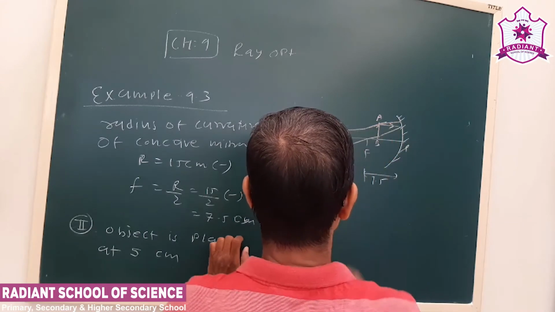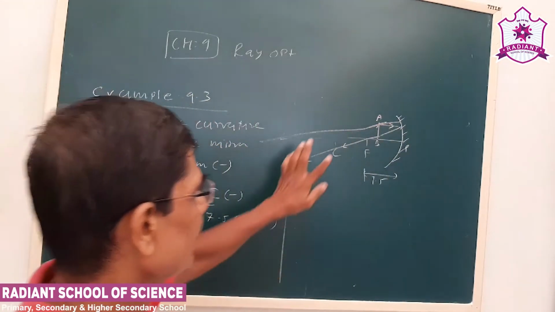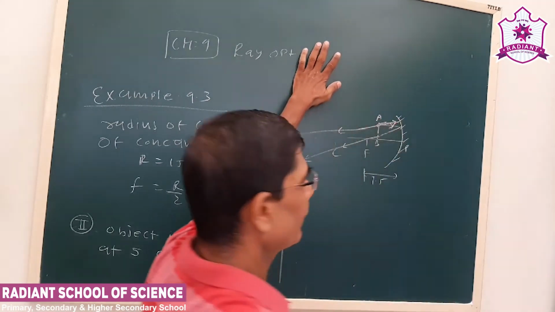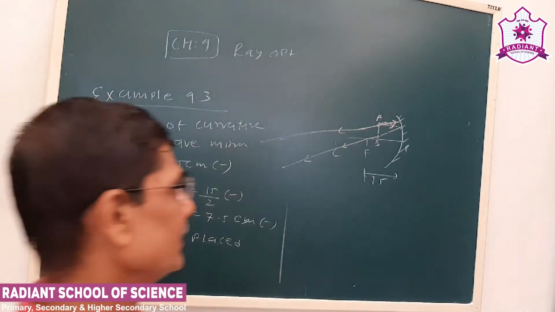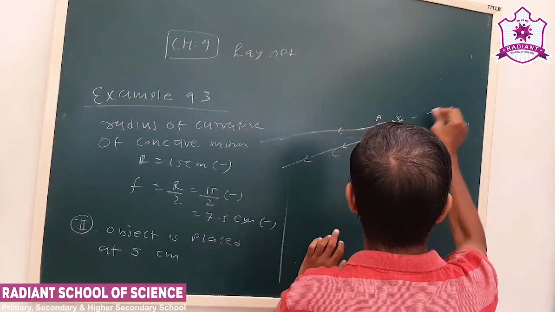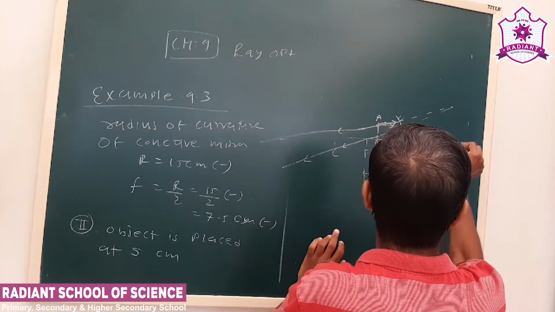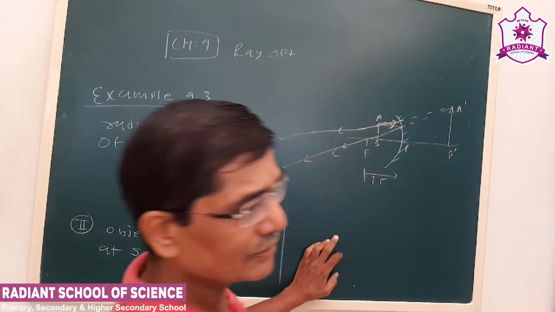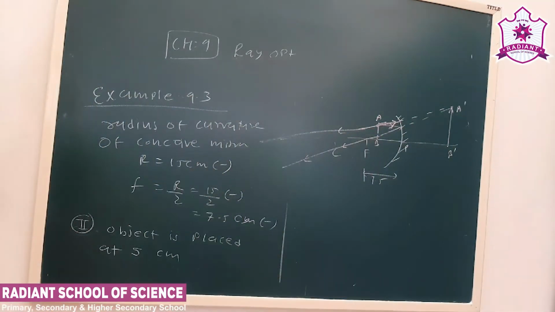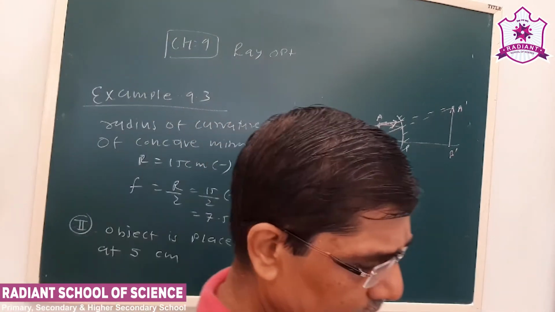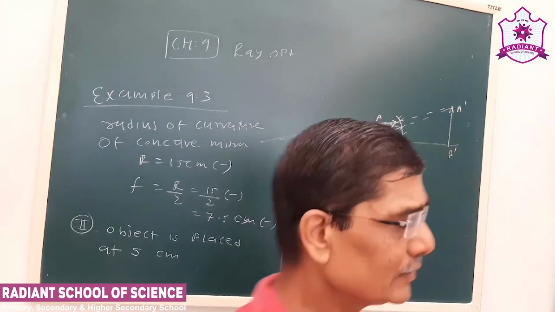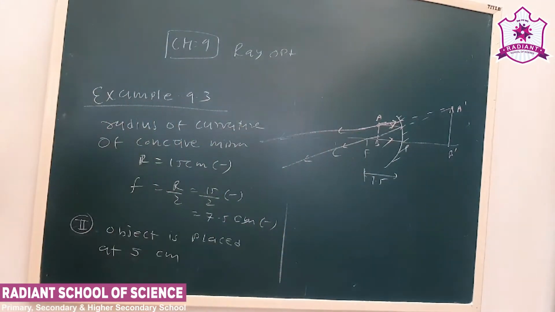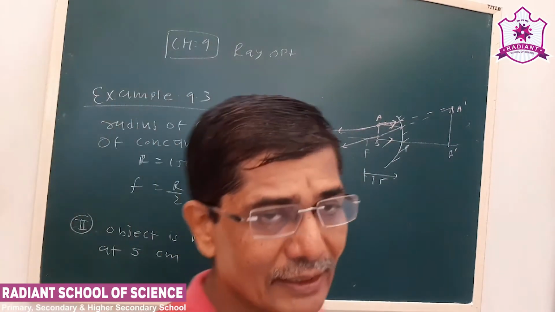See, the rays will diverge. That means the rays after reflection will not meet. But if we extrapolate these rays, we see the image is formed behind the mirror. So if the image is formed behind the mirror, the distance will be in the direction of the incident ray. In that case, the value of image distance V, we should get it negative.